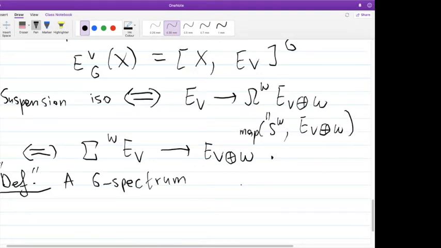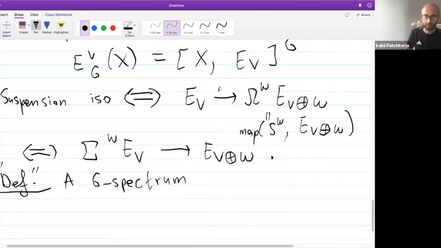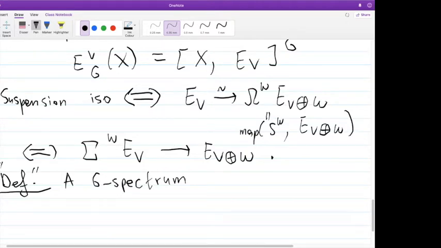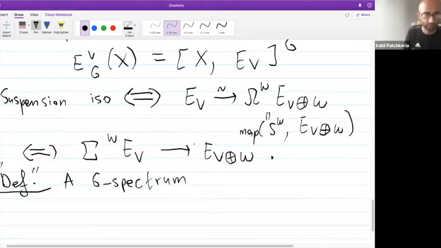So you meant E_V to Omega^W E_{V direct sum W} is an isomorphism or a weak equivalence or something, right? That's what you meant by suspension iso. Yes, that's right. But here you are absolutely right. I should have said this. Yeah, thank you. I just like being sloppy, of course. Yeah, but thanks. You are right. The suspension iso gives you a weak equivalence.